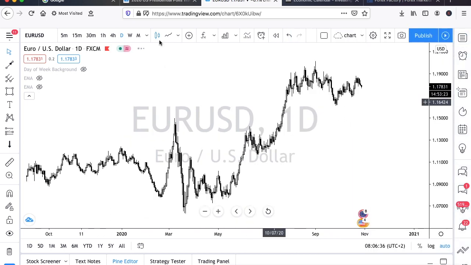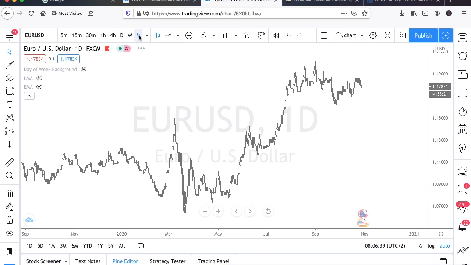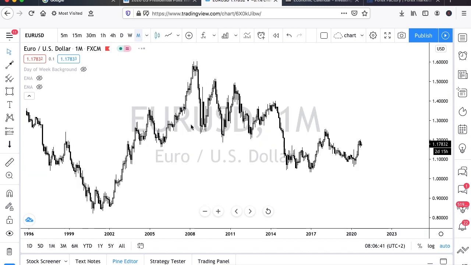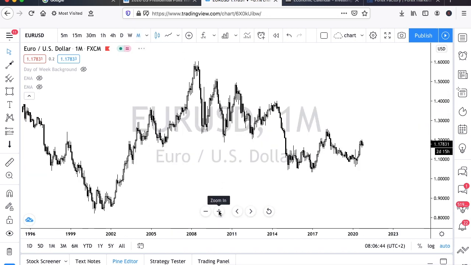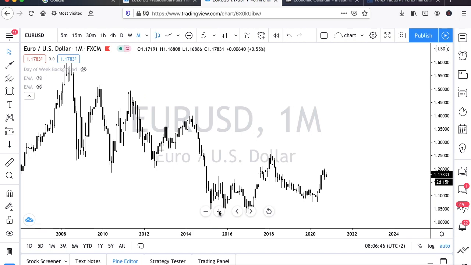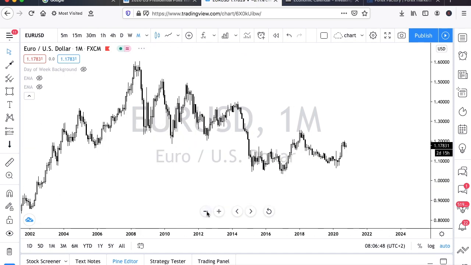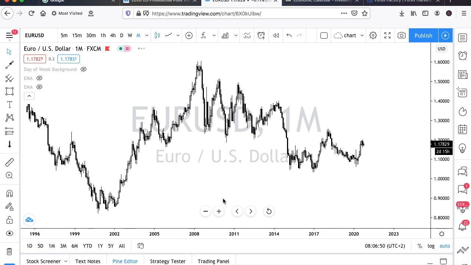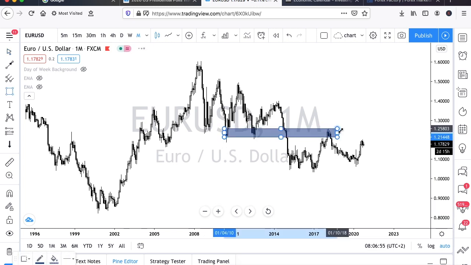So on Euro USD, let's go to the monthly time frame. It's better to look at this on a higher time frame. So we can see something here on Euro USD. What's been happening here? We can see Euro USD is at this level here.